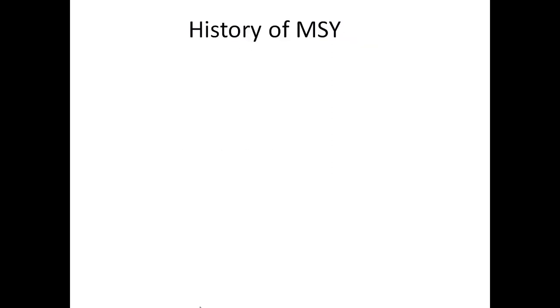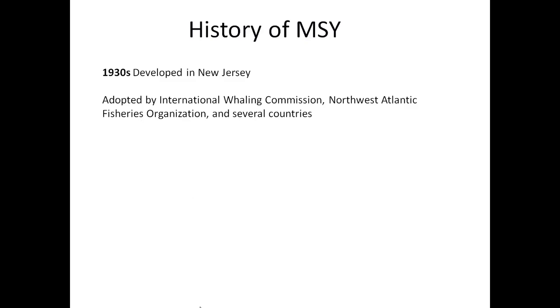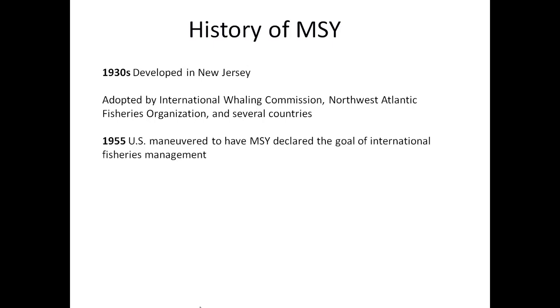So what is the history of maximum sustainable yield? Well, it's actually quite an old concept. It was developed in the 1930s in New Jersey, and it was initially adopted by the International Whaling Commission, the Northwestern Atlantic Fisheries Organization, and by several countries. By 1955, the US had actually manoeuvred to have maximum sustainable yield declared the goal of international fisheries management. So in other words, by this point in time, it was a pretty widely accepted and recognised method of management.